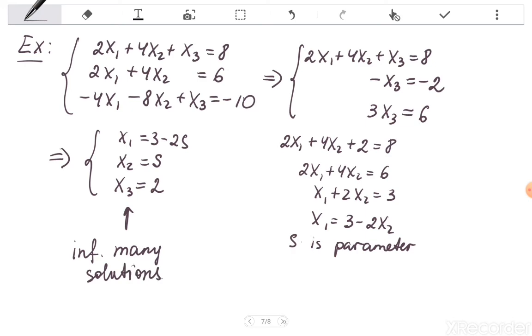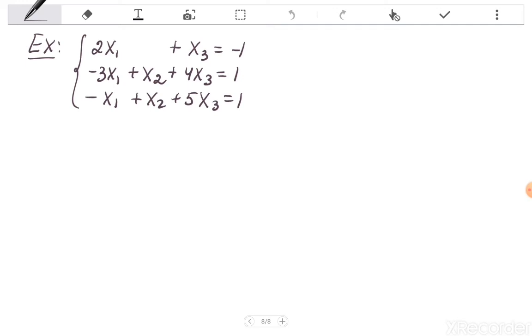So let's see what else we may have. Another example is this system here. And the first thing, I want to change the order of the equations. So the main equation which I choose will not be the first one. I'm going to choose the third one because it has the coefficient minus 1 in front of x1. So I will easily eliminate x1 from the equations.